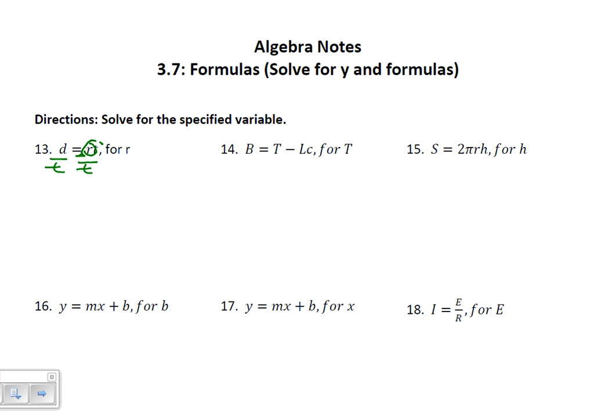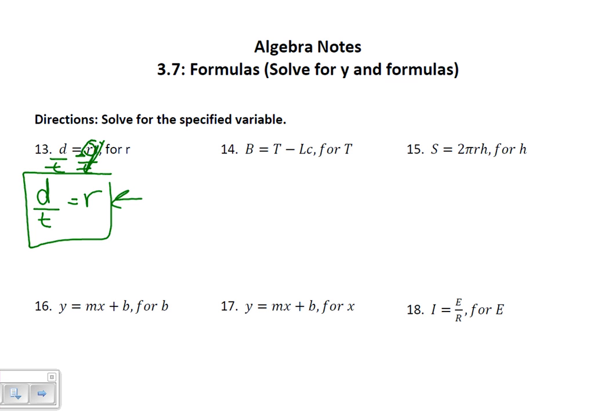Okay, both sides, my t's will cancel here. So I have r equals, again, we cannot combine these because I don't know what d is and I don't know what t is. So I'm going to leave it just like it says. D over t. The r is by itself, so I know I'm finished. We're going to do some of these, and I might come back and do some more depending on time here.